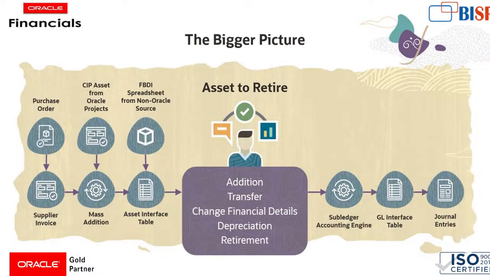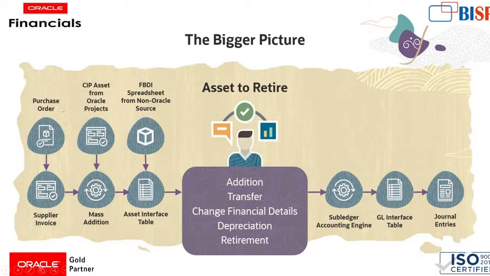After create accounting, we will run the mass addition process. After running the mass addition process, the asset line gets moved to the asset interface table. There we will prepare the source line and add the asset to our asset book. We can also add the CIP asset from Oracle Projects, and from an FBDI spreadsheet from a non-Oracle source system, you can add this also through the asset interface table, right?